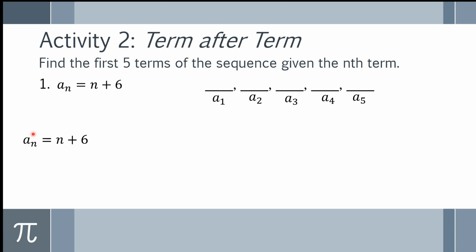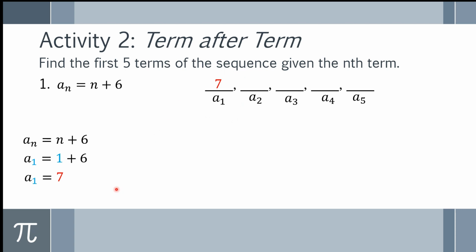So we need 5 solutions. So let's start with the first one. So we have a sub n equals n plus 6. That is our given. So let us change the value of our n by 1. So we have a sub 1 equals 1 plus 6. So the answer is 7. So our first term or a sub 1 is 7.